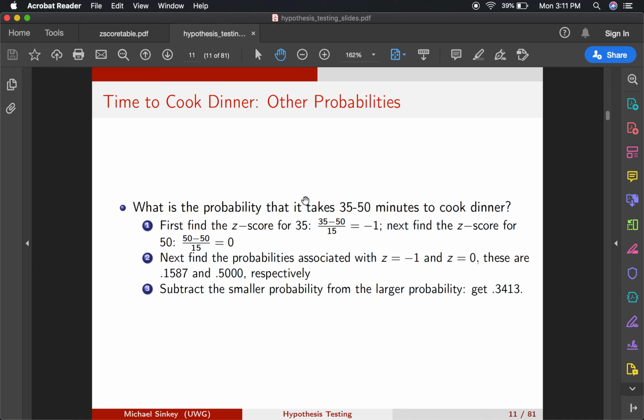Am I done? No. Do I take -1 and subtract 0? No, those are not probabilities. They're descriptions of location. So I next find the probabilities associated with -1 and 0. So the plan is I'm going to find 0, I'm going to find -1, and I'm going to subtract the smaller probability from the larger probability.